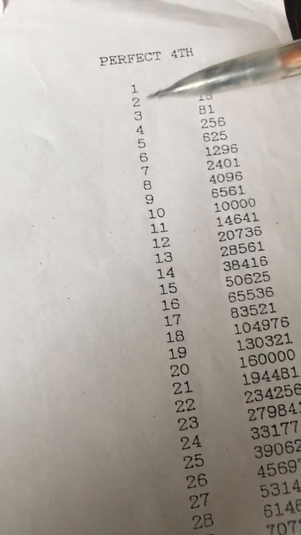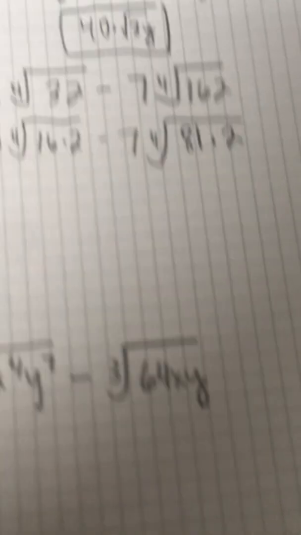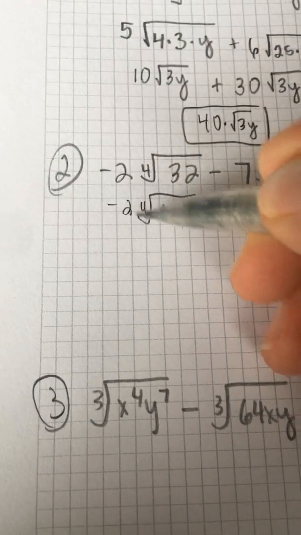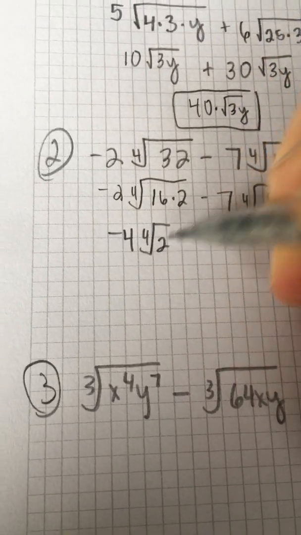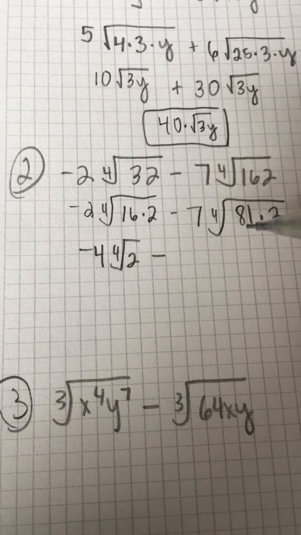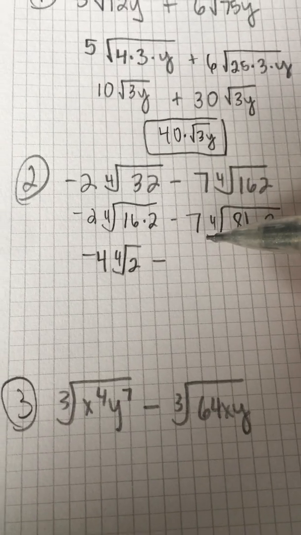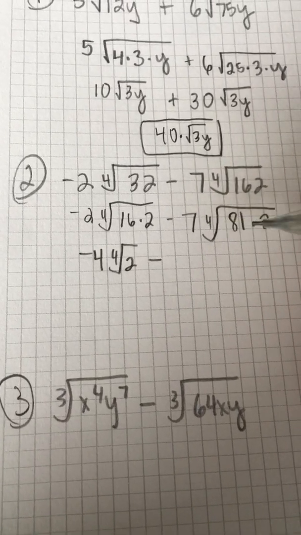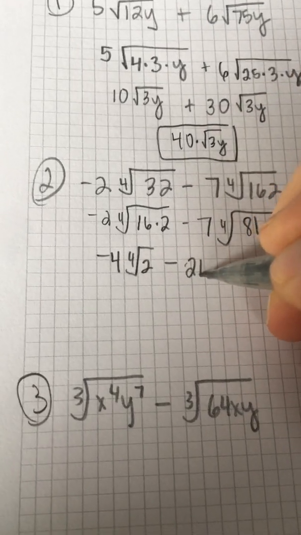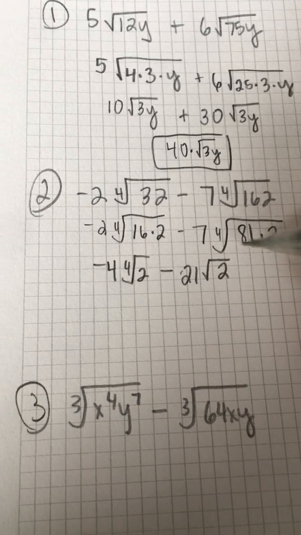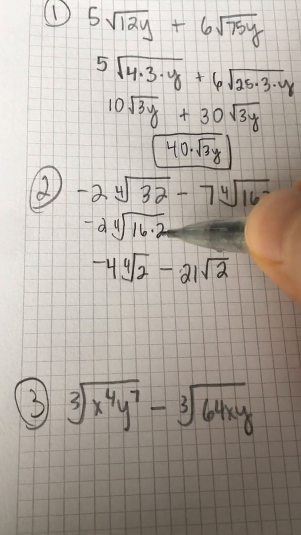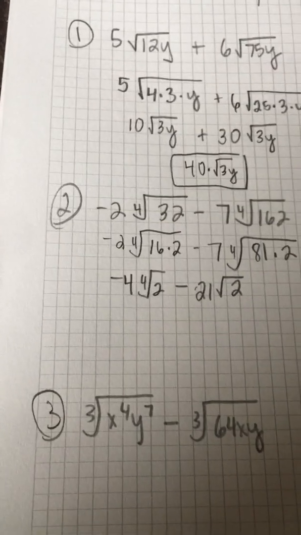16 comes out, a perfect fourth. 16 comes out as a 2, and 81 will come out as a 3. When this comes out as a 2, we multiply it with the negative 2, to get a negative 4 times the 4th root of 2, minus. 81 comes out as 3. We multiply it with the negative 7, so we get a negative 21 4th root of 2. 2 is not perfect, it's staying in. 81 was perfect, it came out. 2 is not perfect, stays in. 16 perfect comes out as something different.